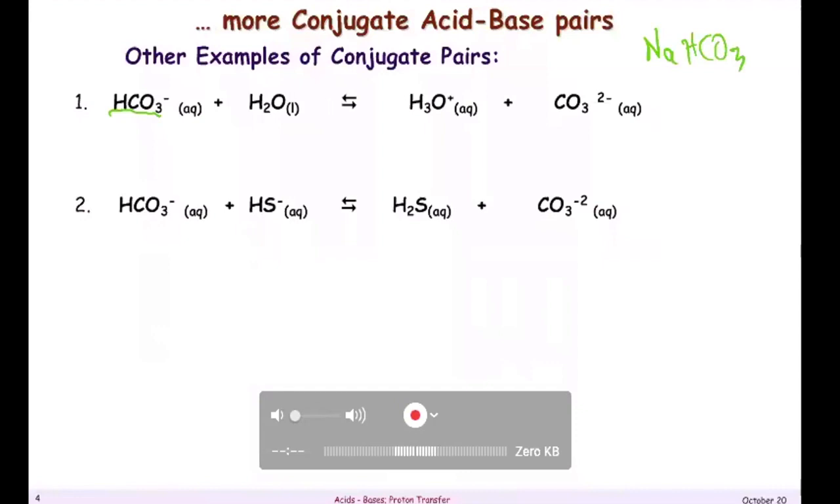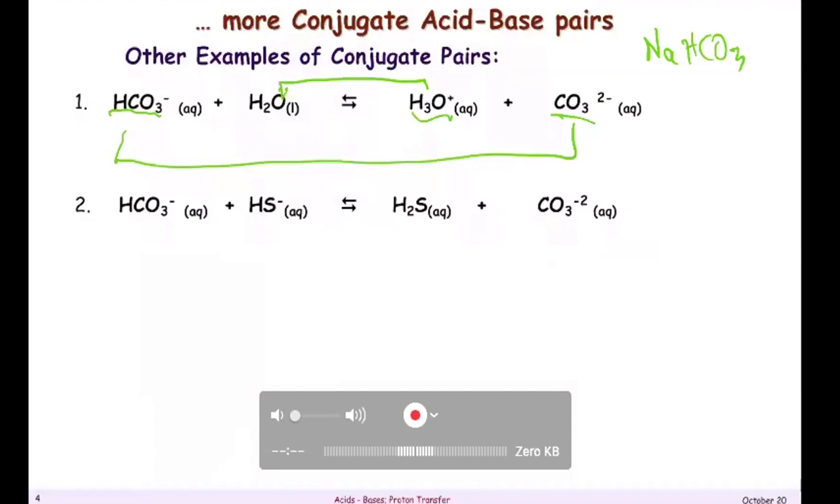Anyway, bicarbonate, which has a negative charge, can react with water and donate that hydrogen to water. And you get hydronium and you get the carbonate ion. So the conjugate pairs are these two. Why? Because they differ by hydrogen. And these two, water can have its own conjugate pairs. They differ by hydrogen.